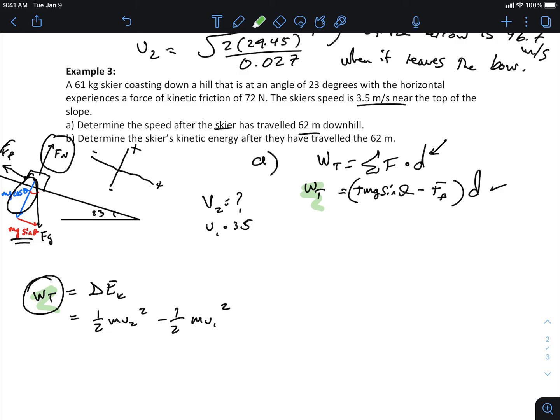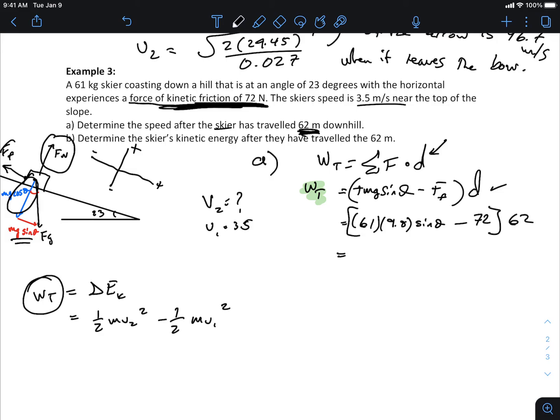All right, so for simplicity's sake with this question, let's just find what W total is using the stuff that we have in the question. So the mass, 61, multiplied against 9.8 sine theta. We're going to subtract off the force of kinetic friction that they told us, 72 newtons, minus 72. And all of this is going to be multiplied by the distance of 62 meters.